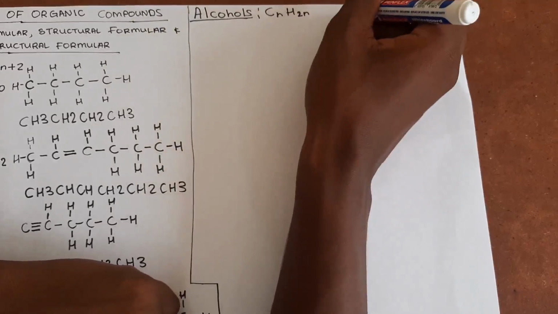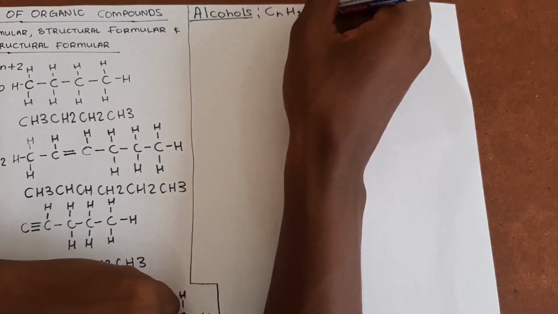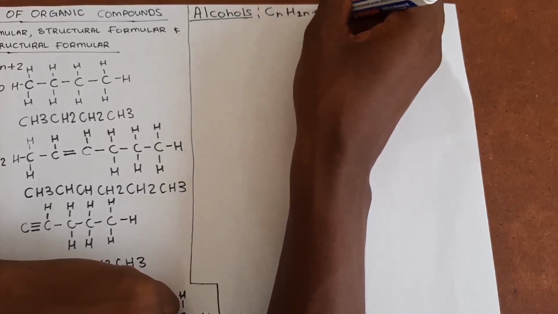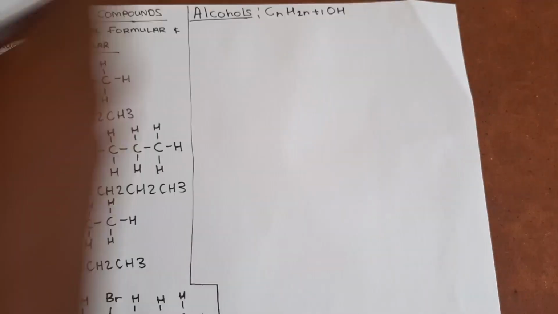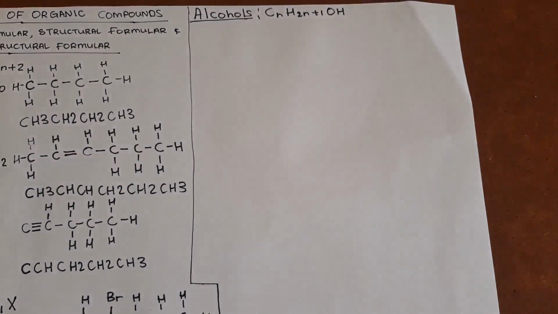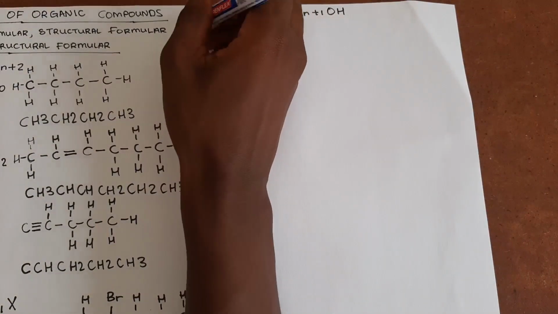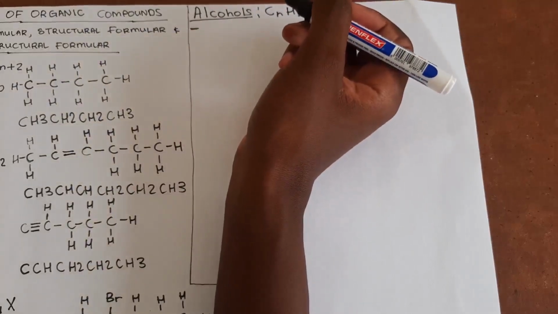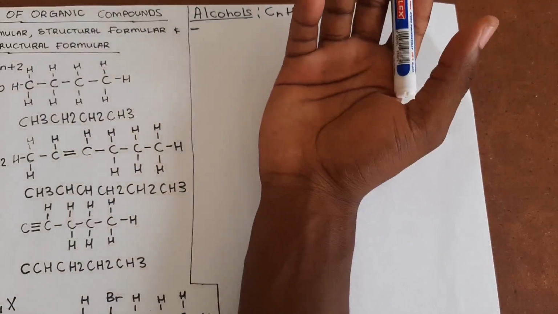CnH2n+1OH, that's the general formula for alcohols. So let's give an example of an organic compound that falls under alcohols. Let's say it's heptanol, okay?